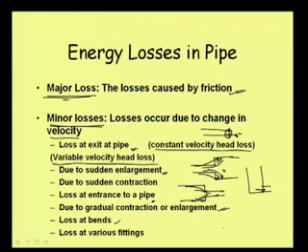Then loss at bend. In a pipe we will have this sort of bend, and if there is a bend, then there will be loss of energy at that point. So, depending on how many bends there are, we will have to calculate the loss of energy, and we should avoid bends wherever possible.